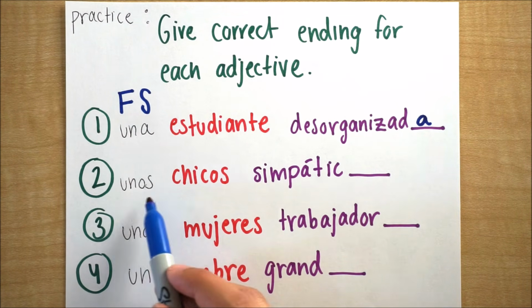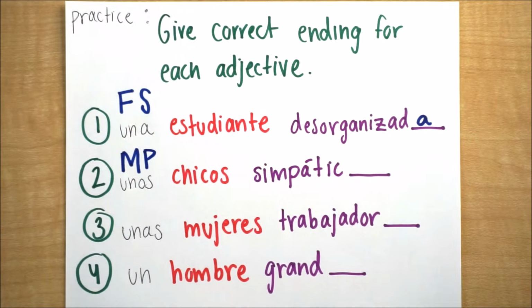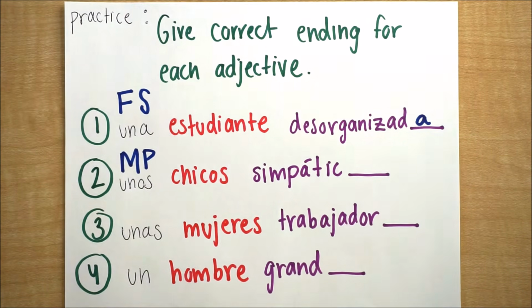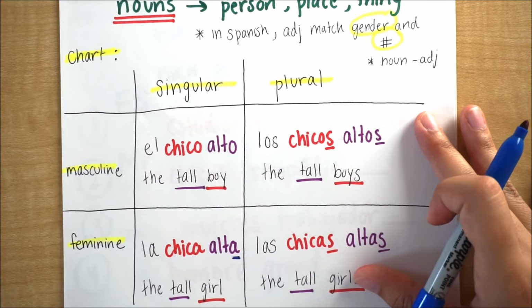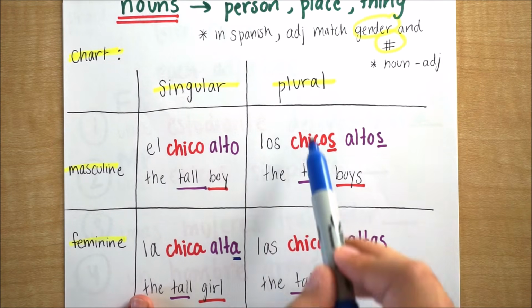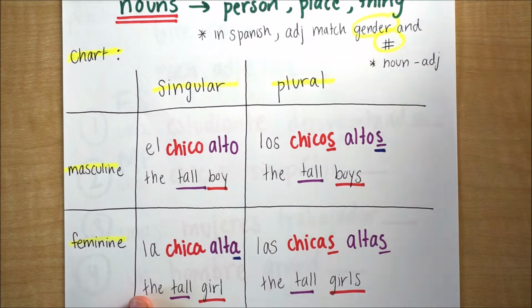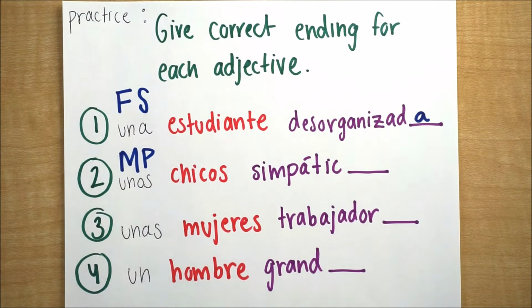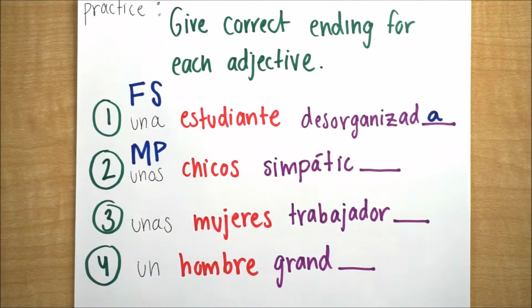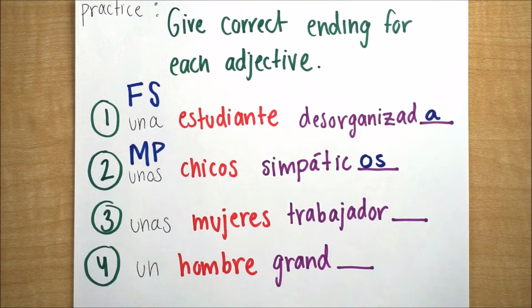All right, so let's go to number 2. This one says unos chicos. So this is masculine because it's chicos, and chicos means boys, and it's plural because it ends in S. So we go to masculine, plural, that area in our chart, and we see that our adjective, los chicos altos, that adjective altos, ends in OS, which matches the noun chicos, which also ends in OS. So here we're going to know that it's going to be simpáticos, ending in OS. So we have unos ending in OS, chicos ending in OS, simpáticos ending in OS. They all agree, especially the noun and the adjective.